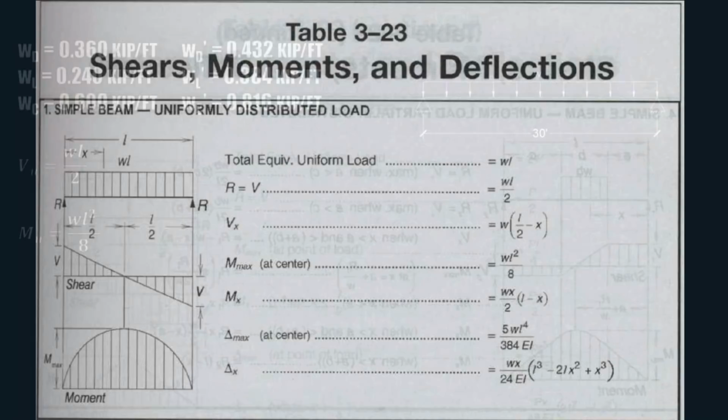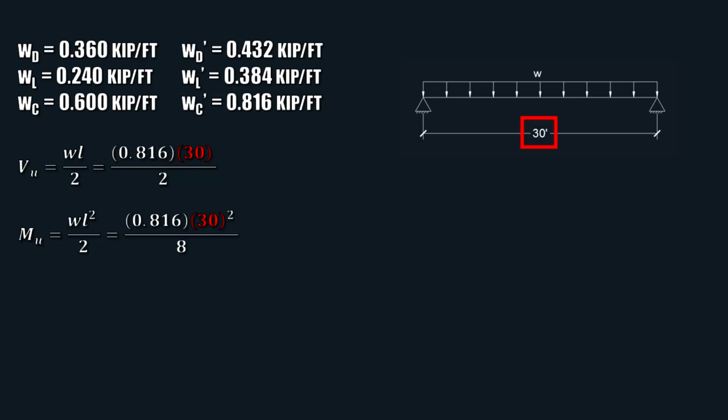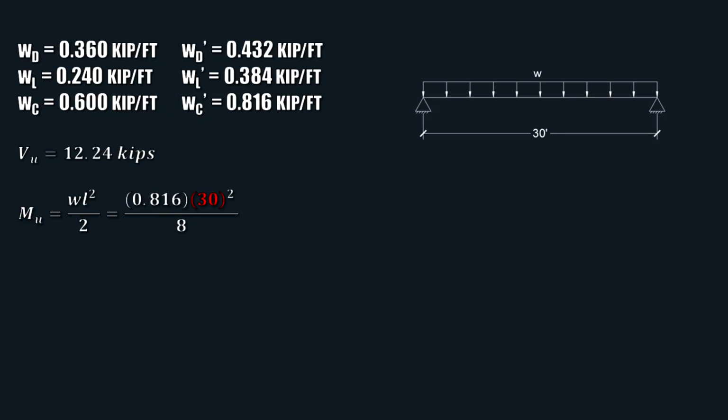So anyway, for shear and moment, we use W associated with our combined factored load, which in this case is 0.816 kips per foot. And then we plug in 30 feet for L, and we get a maximum shear of 12.24 kips and a maximum moment of 91.8 kip feet.